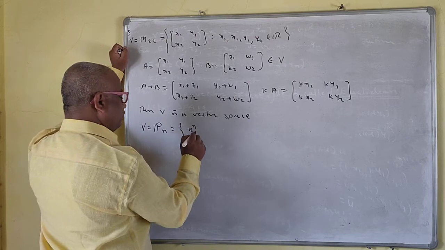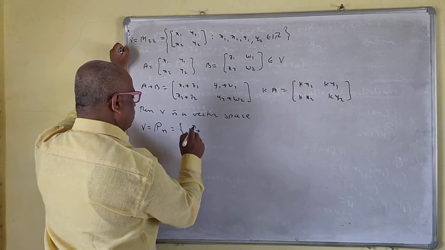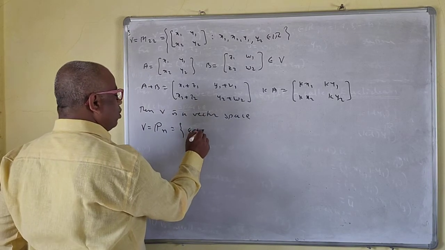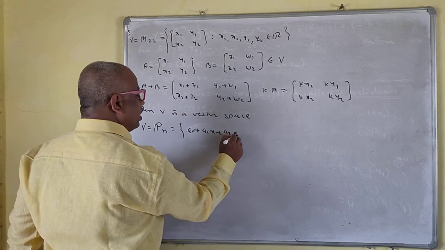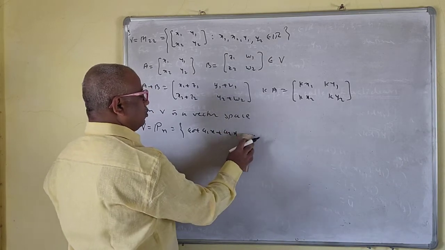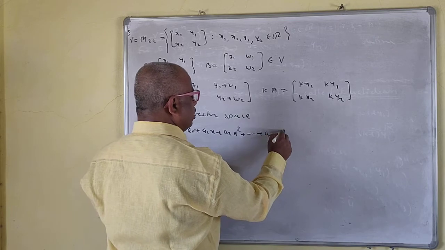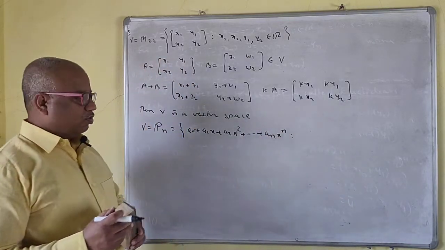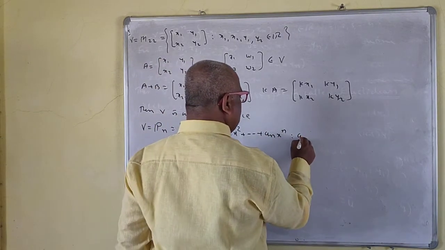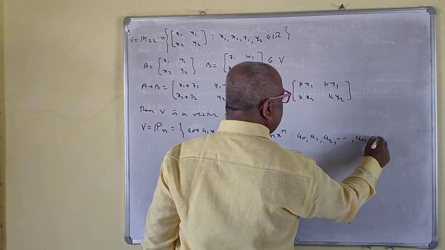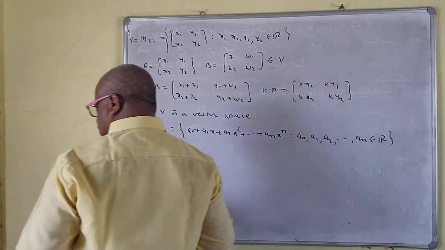x to the power n, plus a naught plus a1x plus a2x square plus dot dot dot plus an x to the power n. n may be 0. Okay, so this is what? a naught, a1, a2, dot dot dot an belong to R.